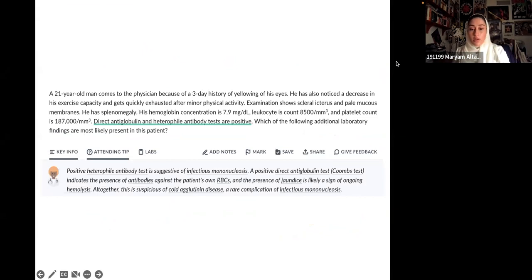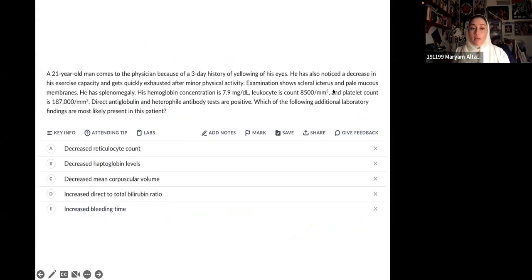Okay, so now we move on to the next question, which is kind of related, but you guys are going to have to come up with a diagnosis. A 21-year-old man, so a younger patient, comes to the physician because of a 3-day history of yellowing of his eyes, so jaundice. He noticed a decrease in his exercise capacity and gets quickly exhausted after minor physical activity. Examination shows scleral icterus and pale mucous membranes. He has splenomegaly. Hemoglobin concentration is low. He's anemic.